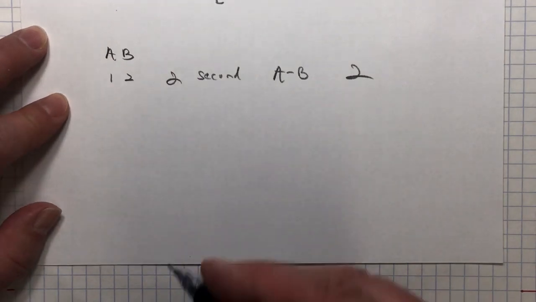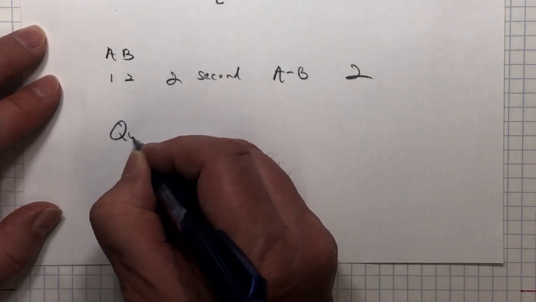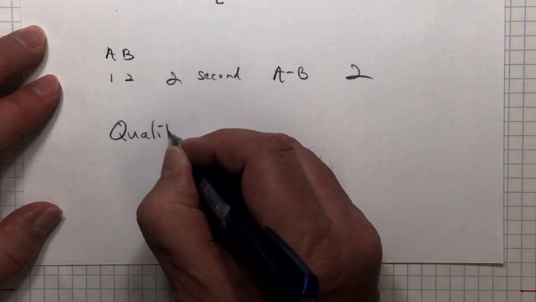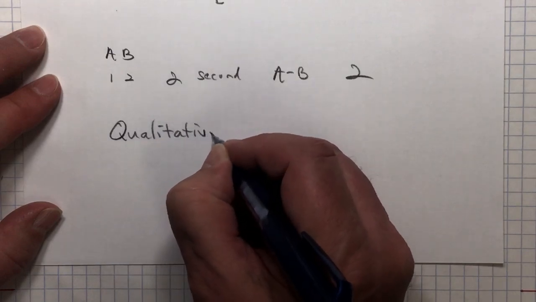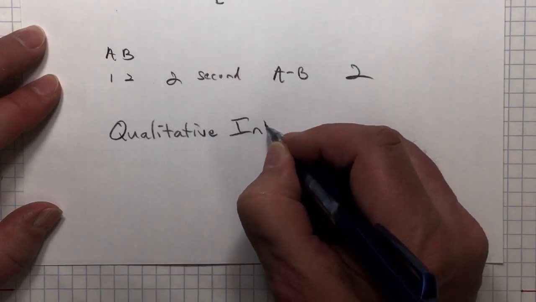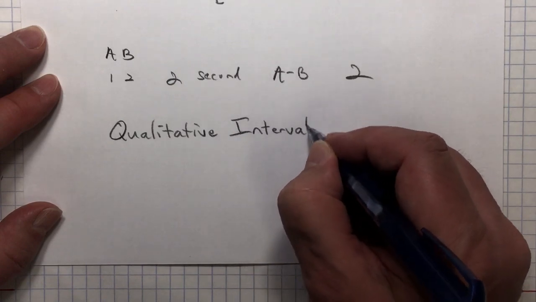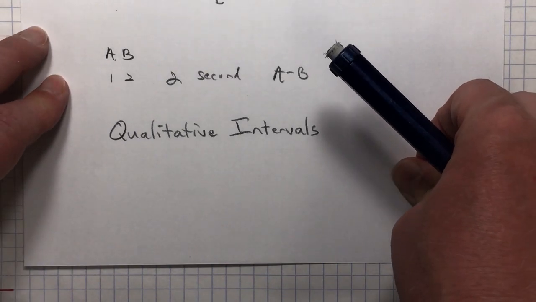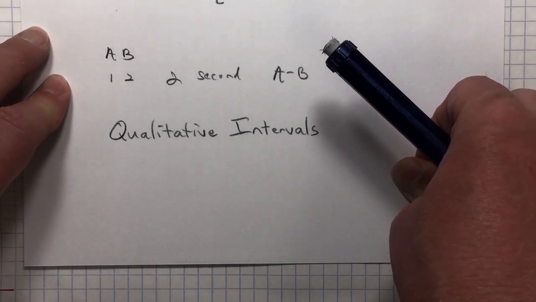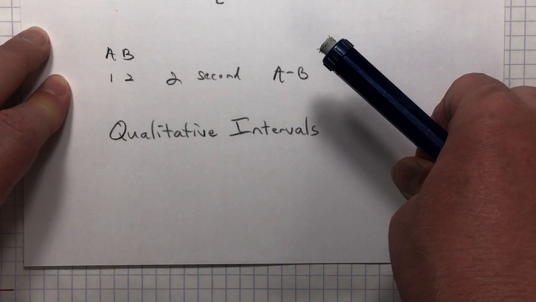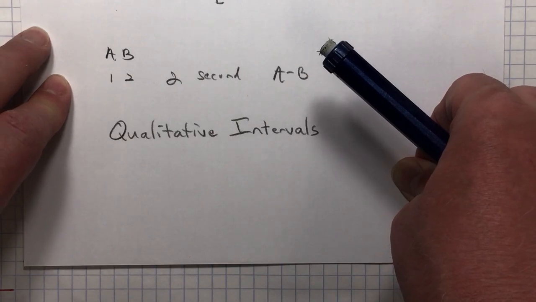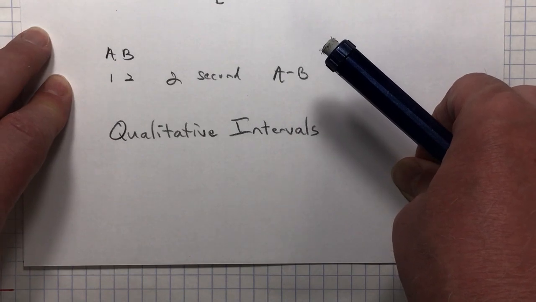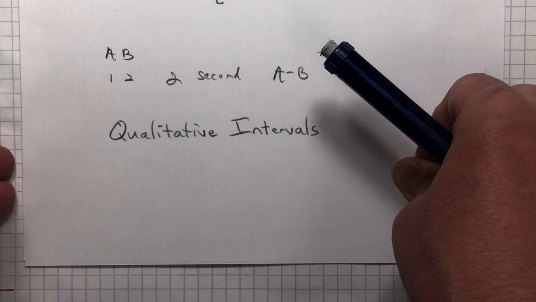Qualitative intervals add a quality adjective before the quantity number. Qualitative intervals give names to the space or spaces between letters.